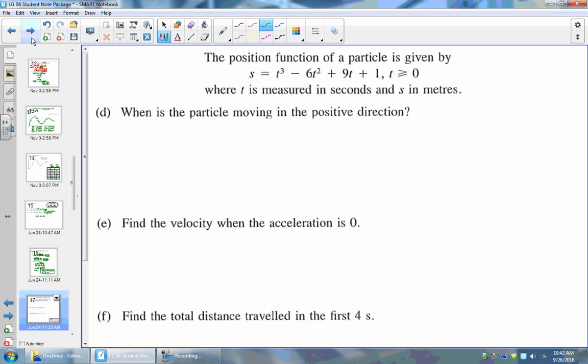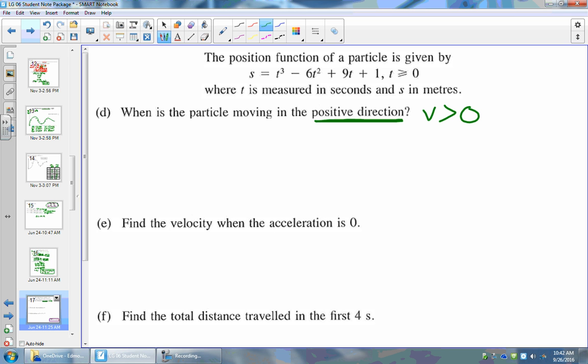All right, let's continue on with this question. We've got a few more, and then that's it for this lesson. Again, we've got the same function. It's saying, when is the particle moving in the positive direction? So positive direction, that must mean that our velocity is greater than 0. And again, if you're not too sure of that, go back to that first lesson. And I mentioned, if the velocity is positive, it's moving in a positive direction. If it's negative, it's moving in a negative direction.